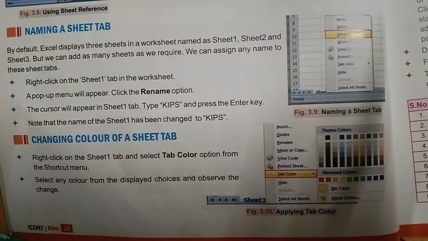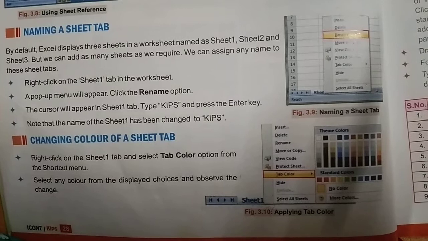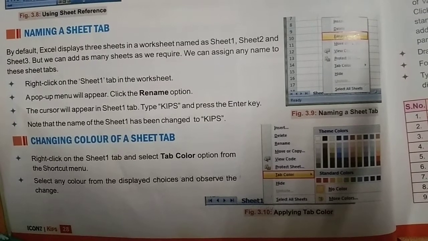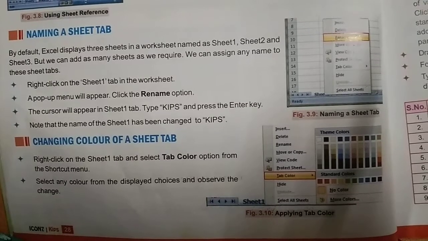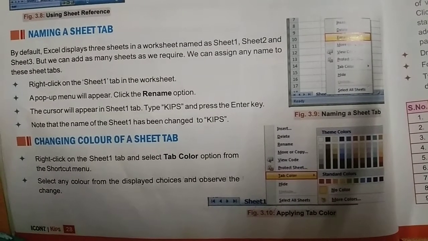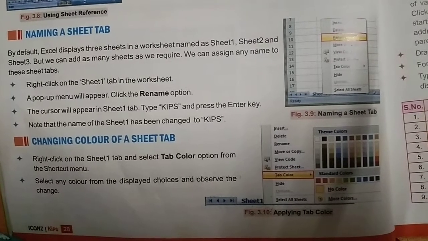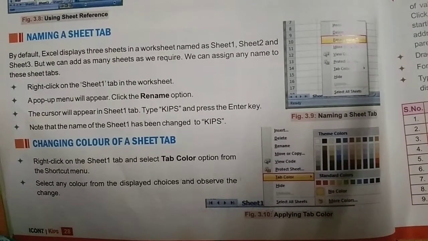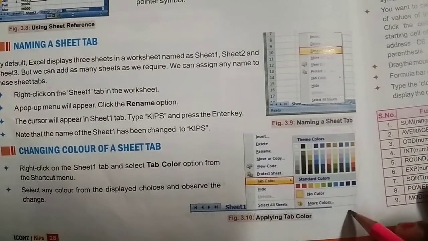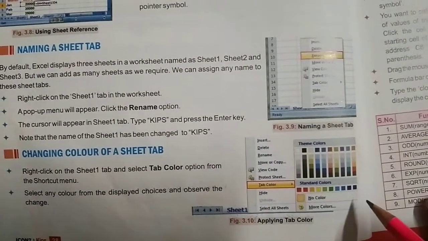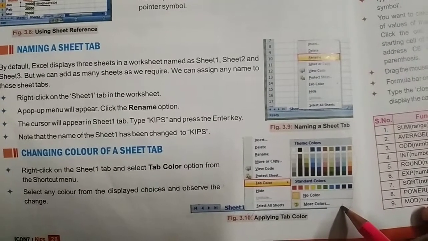Now next is changing the color of a sheet tab. If you want to change the color of your sheet, like background color or theme color, simply right-click on the sheet and select the tab color from the shortcut menu. Here there are different types of colors available, so you can choose the color according to your own choice and then click the OK button.